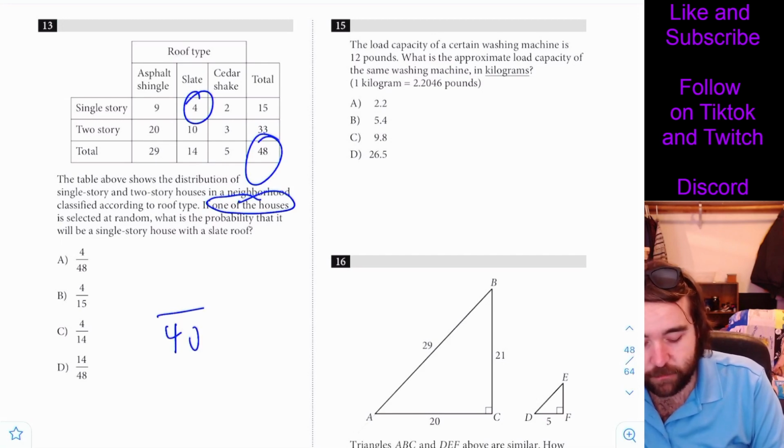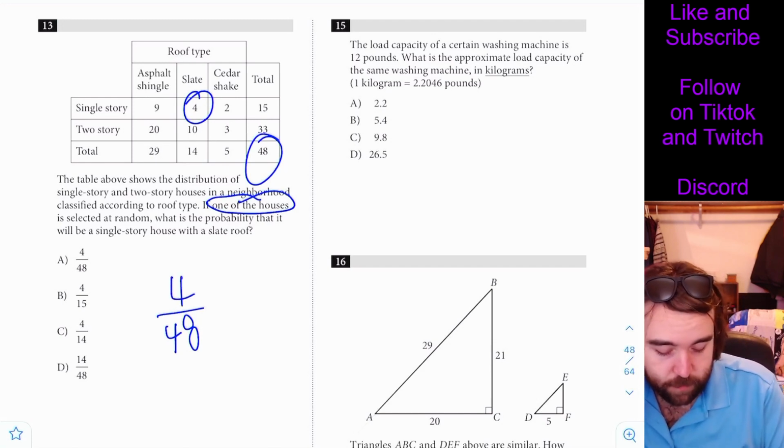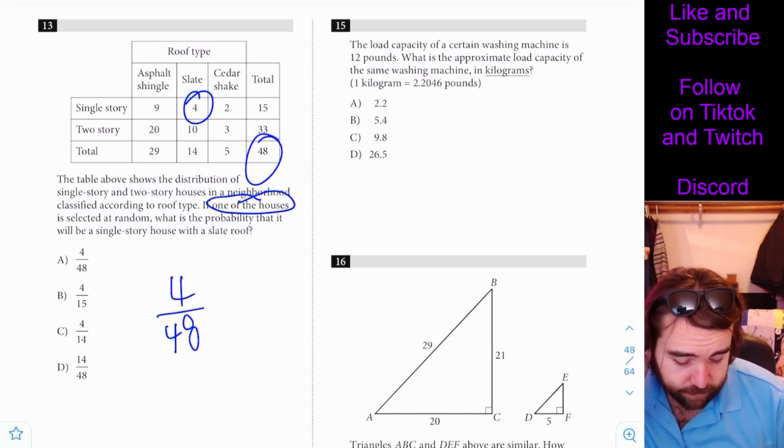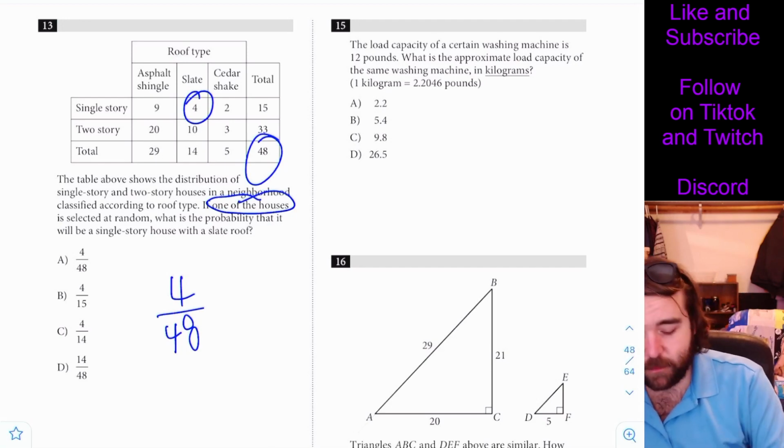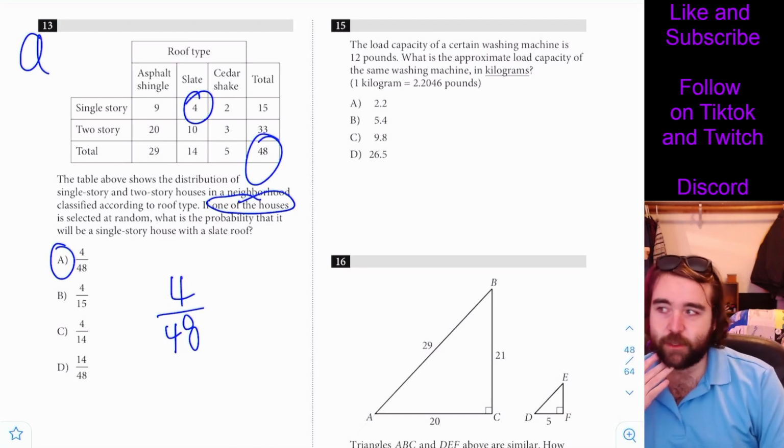So this is out of 48. And what do we want? Slate roof, single story. So we want 4 of them. That's really all there is to it. 4 out of 48. Is that an answer? That is an answer. We don't even need to simplify. Sweet, sweet, sweet.